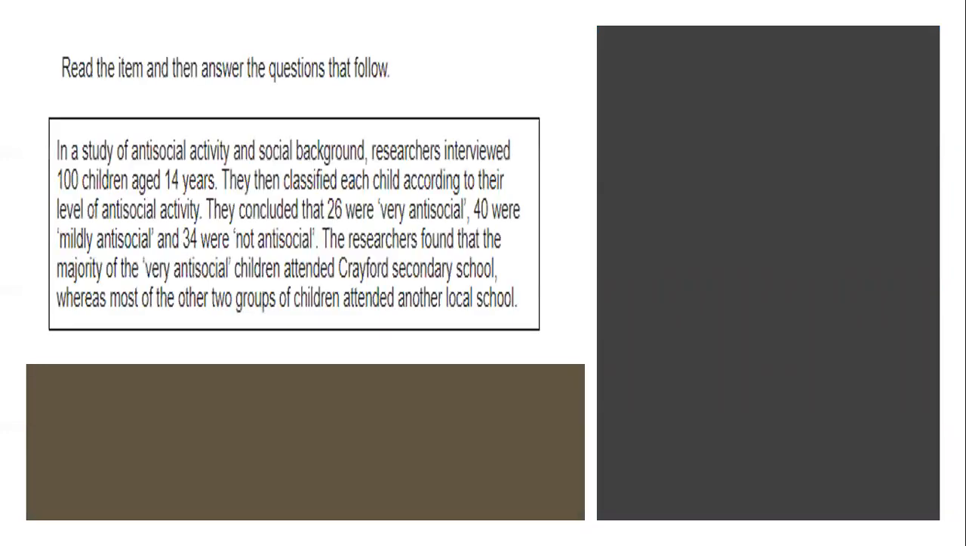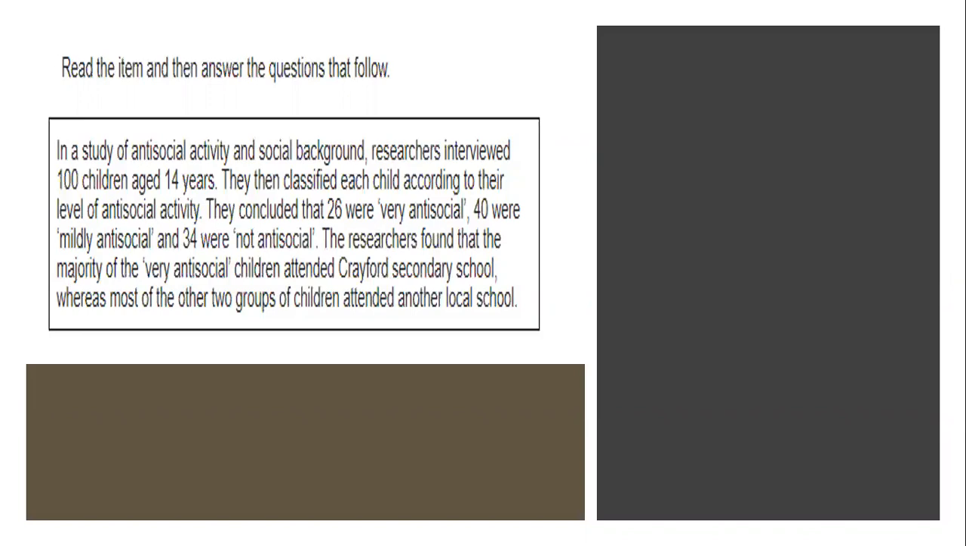So we're going to finish up here with a nice exam question, something for you to get your teeth into. So here we have a nice stem. In a study of antisocial activity and social background, researchers interviewed 100 children aged 14 years. They then classified each child according to their level of antisocial activity. They concluded that 26 were very antisocial, 40 were mildly antisocial, and 34 were not antisocial. The researchers found that the majority of the very antisocial children attended Crayford Secondary School, whereas most of the other two groups of children attended another local school. So we've got our stem.